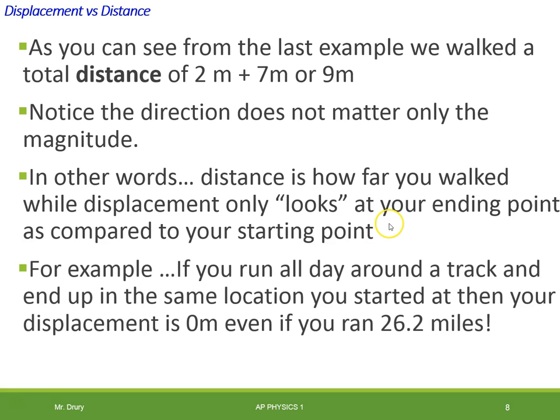Give an example. If you run all day around a track and end up in the same location you started at, then your displacement is 0 because you ended at the same place you started at. Even if you ran 26.2 miles, which honestly is a marathon. Okay, think of it this way. Here's another example. You wake up in the morning, you get out of bed, you may move 4 or 5 miles easily in a day, but you end up in the same exact bed you started at, so your displacement at the end of the day is 0.